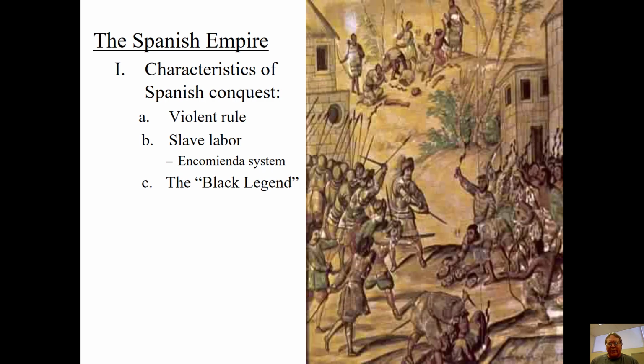And because of all this, it does create a thing called the Black Legend. These are stories of the Spanish coming in and being horrific to the native peoples in an attempt to subdue them and tell them, hey, you're no longer in charge. We're the ones that have to be listened to now. We rule this place and we rule you.